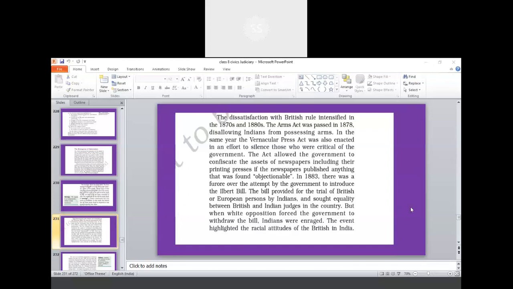passed several acts. Okay. Take for example, please write down the Arms Act of 1878. What did the Arms Act ban? The Arms Act of 1878 banned Indians from possessing arms. Means no Indian was allowed to keep weapons. So it's a discriminatory law passed by the British.